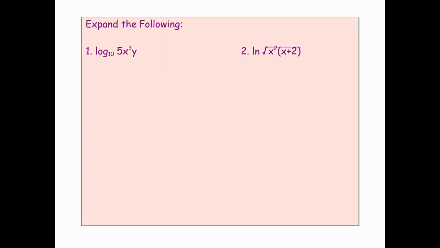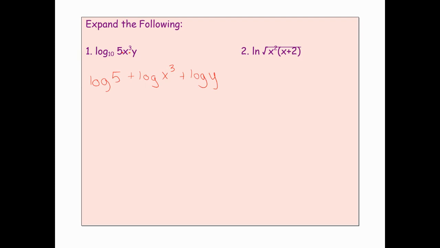I feel like Dora the Explorer where I'm pausing for your input. But yes, this is common log. So I have log of 5, and these are all getting multiplied. So log of 5 plus log x to the 3rd plus log y.